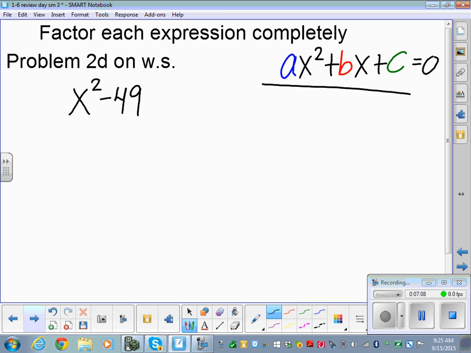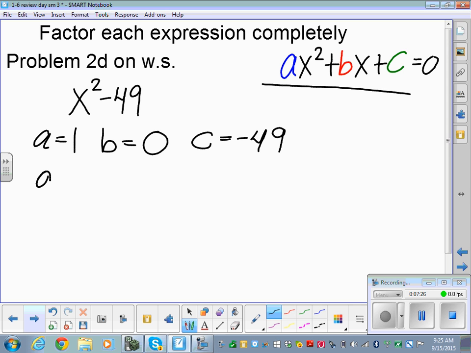And we're going to do what multiplies to be, well, first of all, what's a in the problem? 1. It's in front of x squared. Okay, well, what's b in this problem? Is there a b? No. So 0. And then what is c? Negative 49. Questions on that?